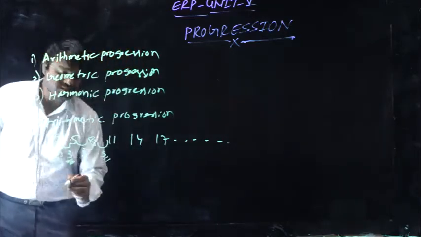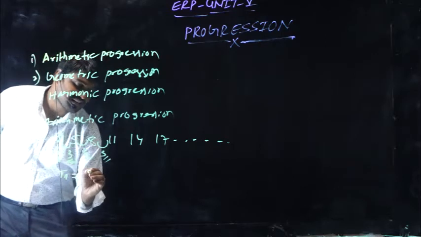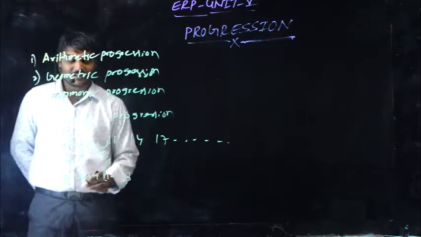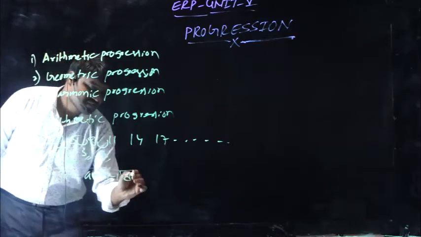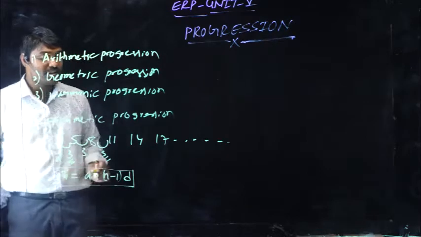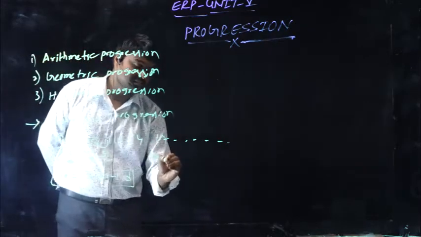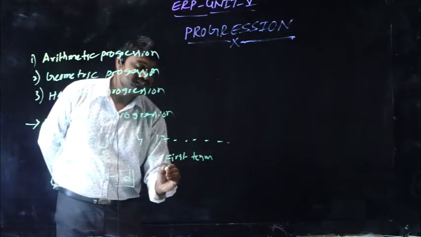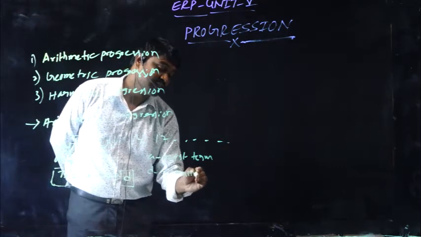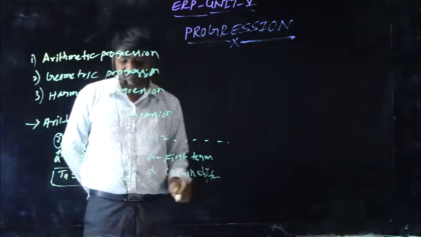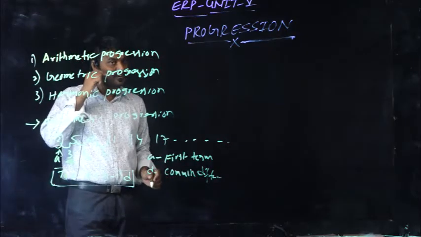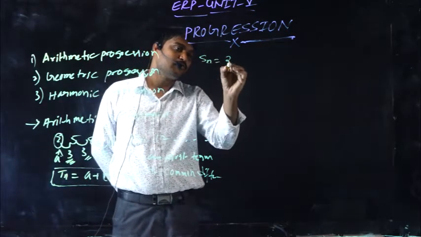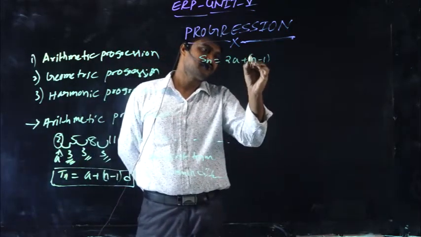So in arithmetic progression, the nth term Tn equals a plus n minus 1 into d. Here a is the first term and d is the common difference. Suppose you want Sn, the sum of the terms: Sn equals n by 2 into 2a plus n minus 1 into d.